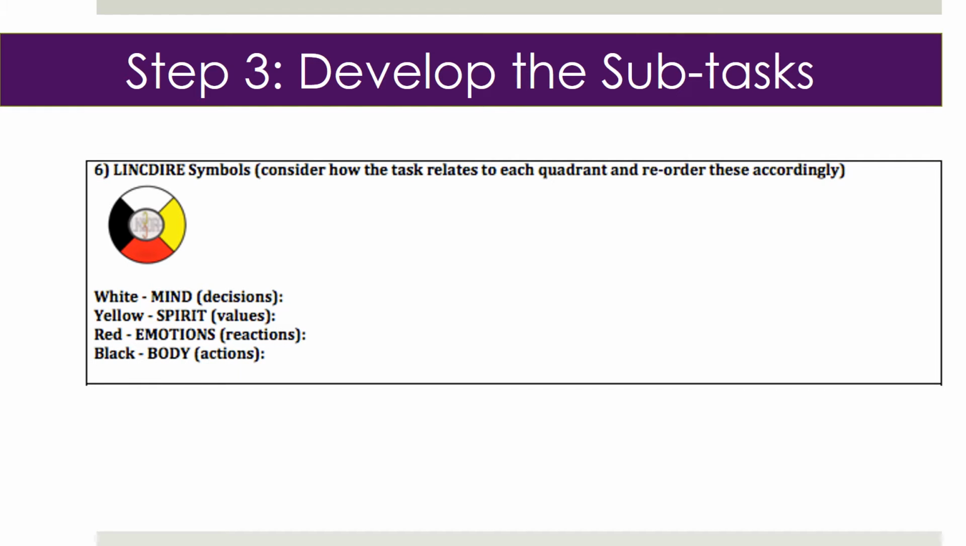Returning to your medicine wheel quadrants, here are some questions you may want to ask yourself as you plan each subtask. White, will learners focus on their metalinguistic awareness? Yellow, is the task connected to the community? Red, will learners create visuals to support their learning? Black, is the learning cyclical? Does it occur in formal or in informal settings?